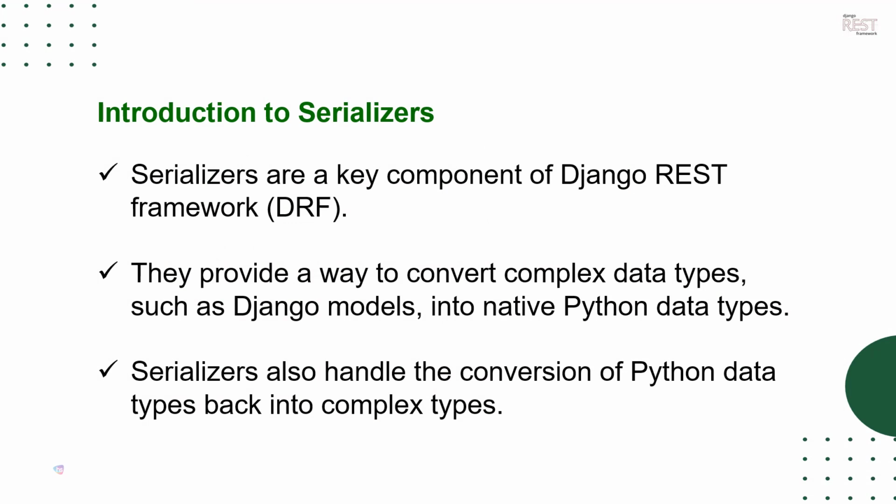Introduction to serializers. Serializers are a key component of Django REST framework, also shortened as DRF. They provide a way to convert complex data types, such as Django models, into native Python data types. Serializers also handle the conversion of Python data types back into complex types. Means when we are using REST API, these serializers convert complex data types to native data types and native data types to complex data types, vice versa.